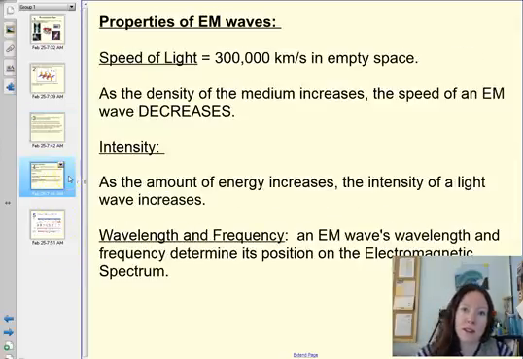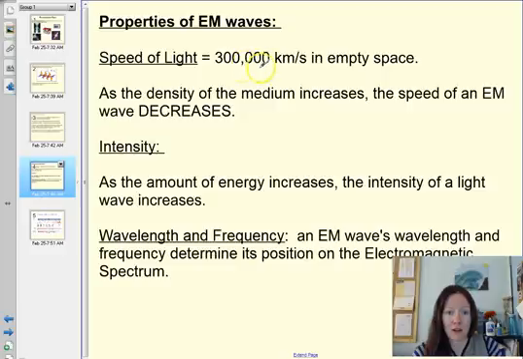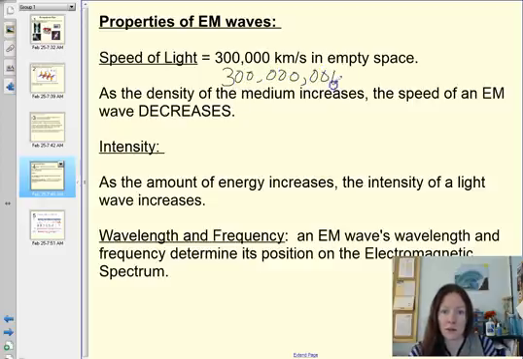So some of the ways electromagnetic waves can be described are by their wave properties. Just like other waves have wave properties, so do electromagnetic waves. One of the things you most often talk about or hear about is the speed of light, and that's the speed at which a photon travels. It's extraordinarily fast. Here, 300,000 kilometers per second, which works out to be 300 million meters per second.